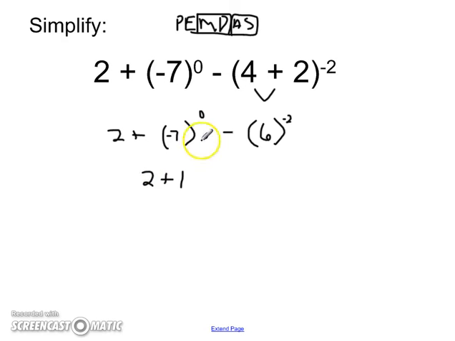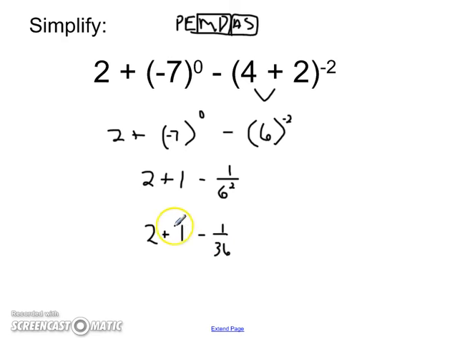So I know in this particular case that's 1. 6 to the negative 2 power. Okay, 1 over 6 squared. Well, 6 squared, though, is 36. So this is 1/36. 2 plus 1 minus 1/36.